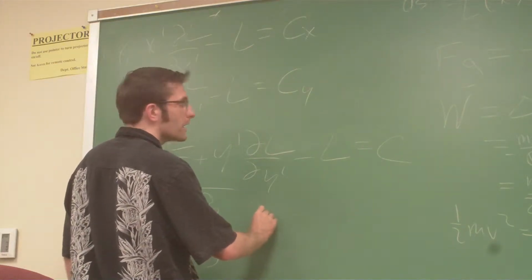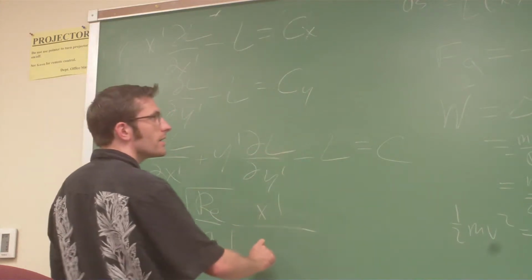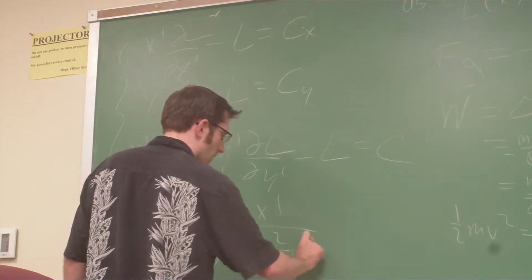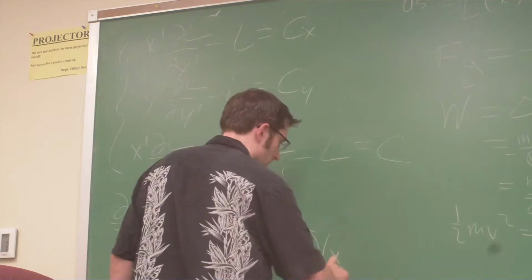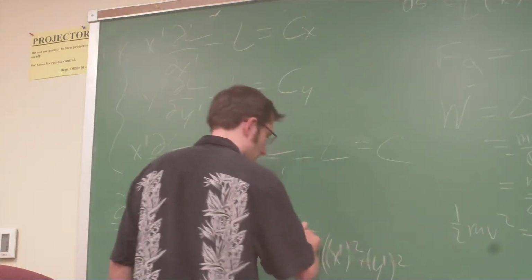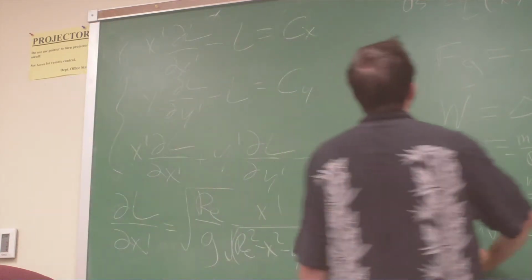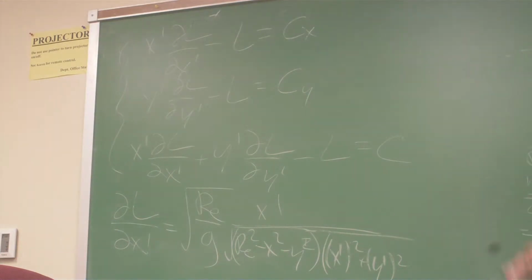And we end up with x prime, and then we have radius of the earth squared minus x prime squared minus y prime squared times x prime squared plus y prime squared. Okay, so this looks like a mess until we make a simplification out of that. Okay, let's try and re-express this back in terms of L.